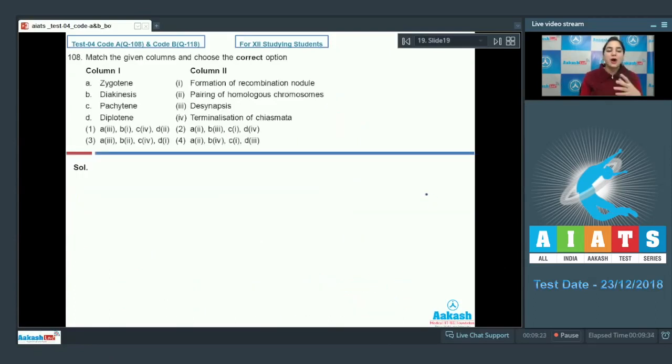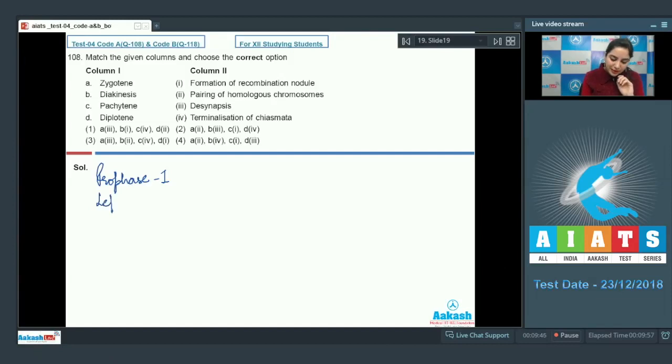Next we have question number 108, which is match the following type. It says match column 1 with 2 and then select the correct option. So if we see here, we are given zygotene, diakinesis, pachytene and diplotene. If you remember, these all are the stages of prophase 1. You remember that?